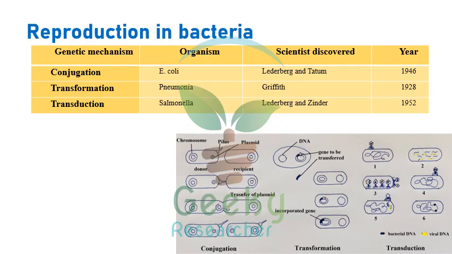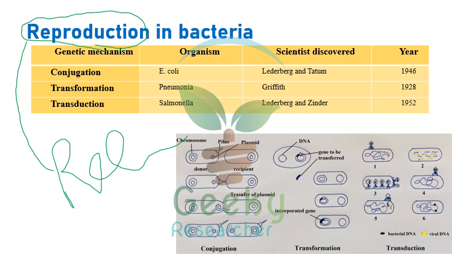When it comes to reproduction in bacteria, we know very well we can't say reproduction, because there is no reproduction in bacteria. I would rather say recombination in bacteria. We will see the different kinds of recombination in bacteria. First is conjugation, then transformation and transduction.